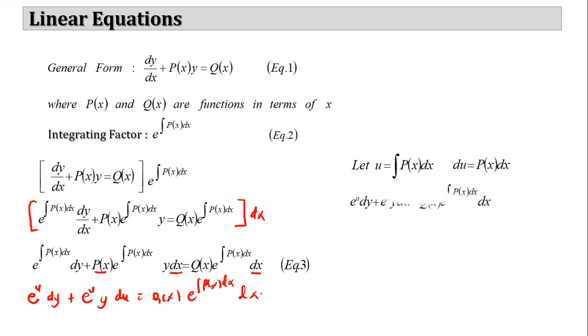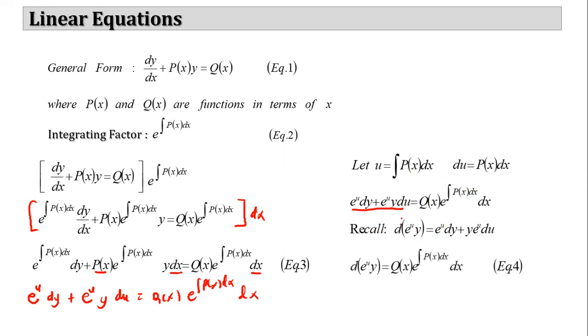And then, okay, you can just recall that the derivative of e to the u times y, by applying the derivative of a product, is equal to e to the u dy plus y e to the u du. So you can just replace this by the derivative of e to the u y, and then you just copy the right side. So we shall have the derivative of e to the u y, that's e to the u dy plus e to the u y du, equals q of x times the integrating factor e raised to the integral of p of x dx times dx. And this is our equation 4.